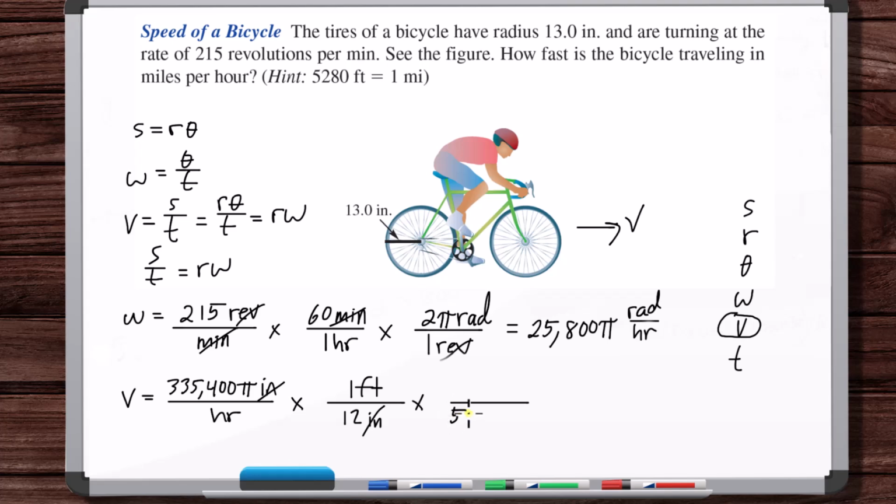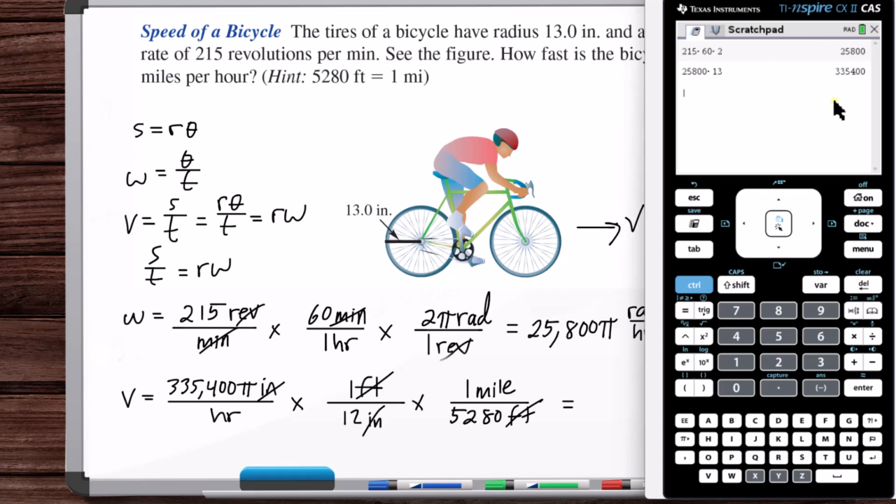There's 5,280 feet in 1 mile. And there we go, now we're in miles per hour. Okay, so we take this times pi divided by 12 divided by 5,280. Now we can just go ahead and evaluate this, get rid of the pi: 16.6 miles per hour.